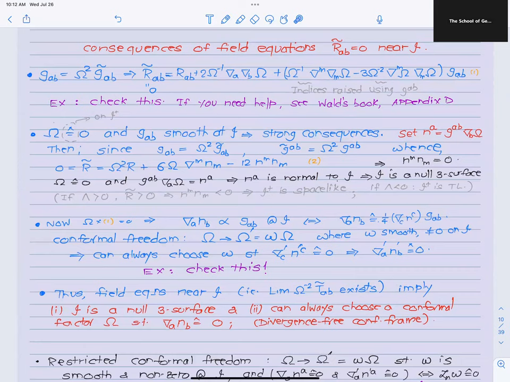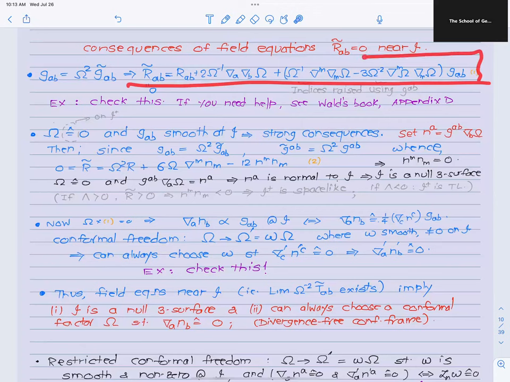First of all, what we can do is the following. Near infinity, the physical Ricci tensor vanishes. But now I have conformal transformation properties. See, for example, Wald's book, Appendix D, which says that because the metric is conformally related to the physical metric in this particular way, the physical Ricci tensor of this metric is related to the Ricci tensor of the conformally rescaled metric by this particular formula.